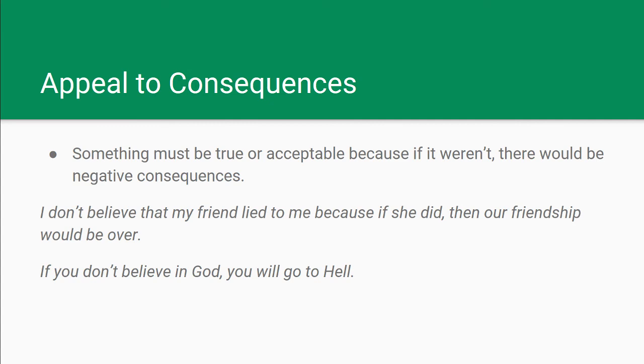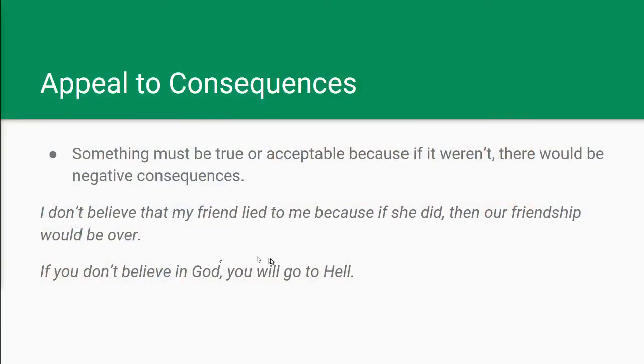Okay, so we are almost wrapping up this lecture, and I want to show you two more types of fallacies: appeal to consequences and appeal to authority. When it comes to appealing to consequences, something must be true or acceptable because if it weren't, there would be negative consequences. Here are two examples of this. I don't believe that my friend lied to me because if she did, then our friendship would be over. Okay, so you can see here that something must be acceptable because if it weren't, there would be negative consequences as a result.